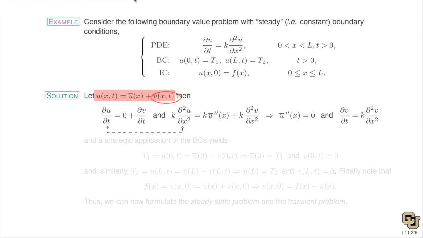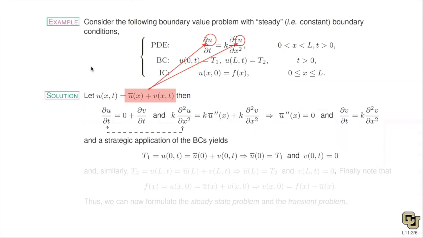For U bar, that's an ODE. There's no time variable there. There we just need the ODE and whatever boundary conditions for the ODE. So, okay, mathematically, it's not difficult. How do we use this assumption? We're going to replace U in the PDE and boundary conditions with U bar plus V. So these U's we replace with U bar plus V, and we decompose it.